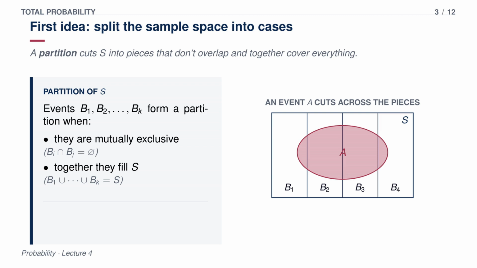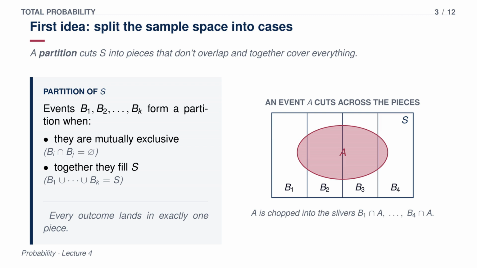First idea, partitioning. A partition chops the sample space into pieces that don't overlap and together cover everything. So every outcome lands in exactly one piece. Picture sorting every apple in a store by which farm it came from. Each apple has exactly one farm, and every farm together gives you all the apples. And then some event A, say the apple is bruised, cuts across those pieces. On the slide, the blob A overlaps several of the B pieces, so A gets chopped into slivers. The bruised and from farm 1 piece, the bruised and from farm 2 piece, and so on. Those slivers don't overlap either, and that's the setup that makes everything add up cleanly.